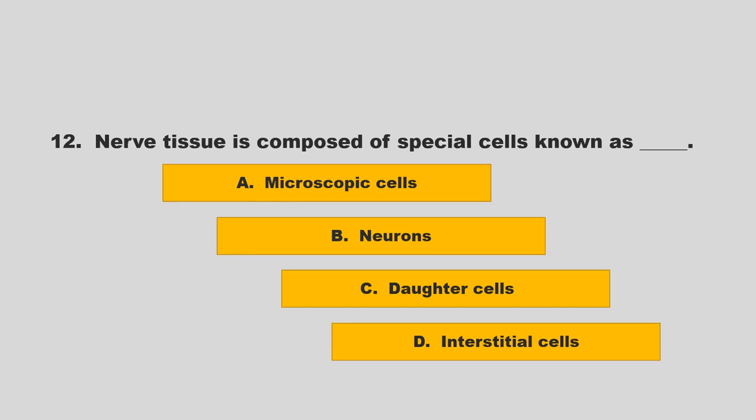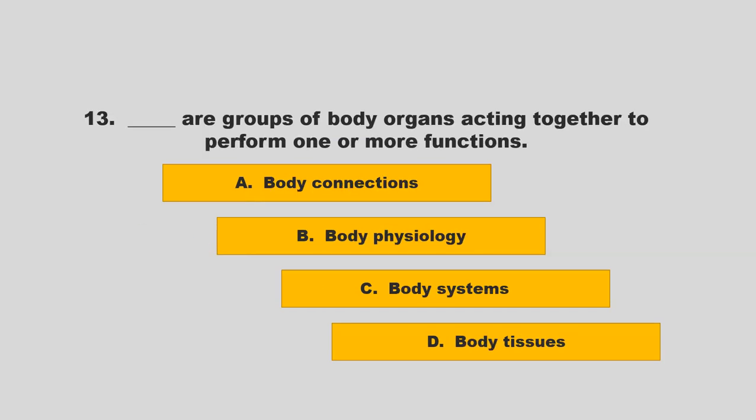Nerve tissue is composed of special cells known as microscopic cells, neurons, daughter cells, interstitial cells. If you chose B, neurons, you are correct.